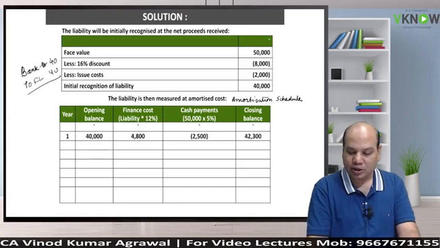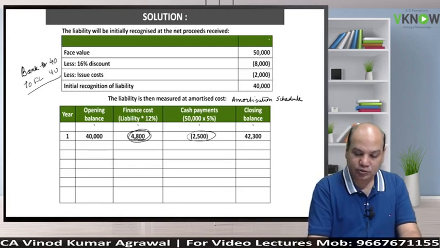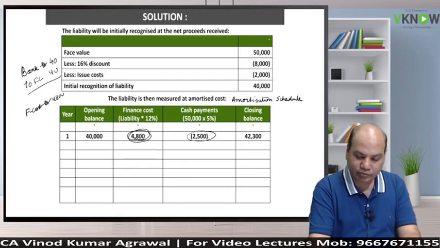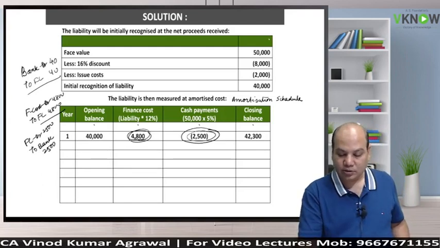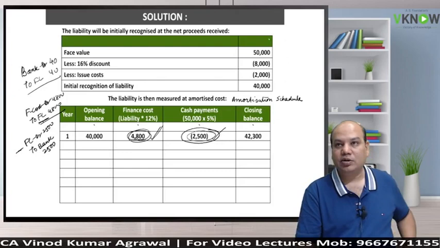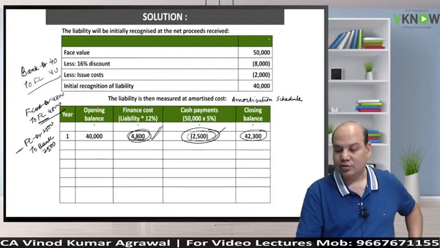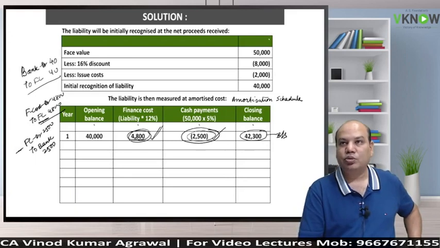I will just explain the entry for these two items. The entry for this will be finance cost account debit 4,800 to financial liability 4,800. And the entry for this payment will be financial liability debit 2,500 to cash or bank 2,500. So automatically, when I am crediting financial liability, I am adding it here. When I am debiting financial liability, I am deducting it here. If you prepare the balance sheet, the figure at the end of year 1 will be 42,300, and then you just have to follow the same routine now.